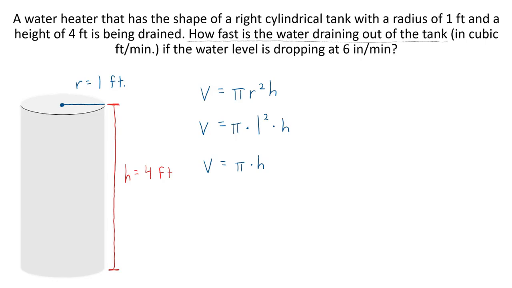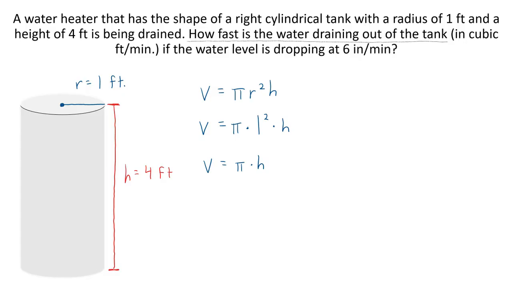Now, we can't plug in 4 feet for the height. Why? Because the question that we're being asked is, how fast is the water draining out of the tank? Well, if the water is draining out of the tank, then the height of the water will be changing. So the height here is not just the height of the tank. It's the height of the water, because it's the height of the water that gives us the volume of water inside the tank. So the height is a changing value. It's not constant. Therefore, we can't just plug in 4 for the height.